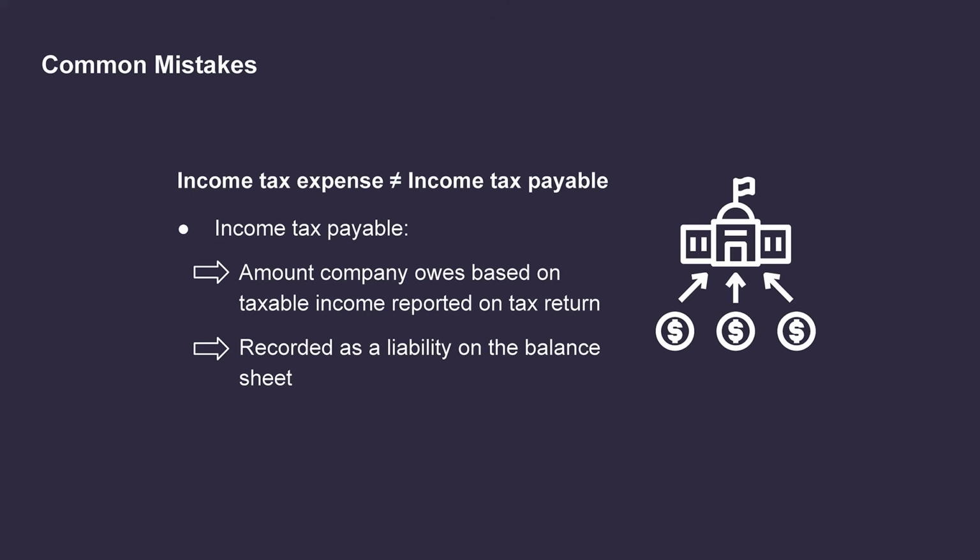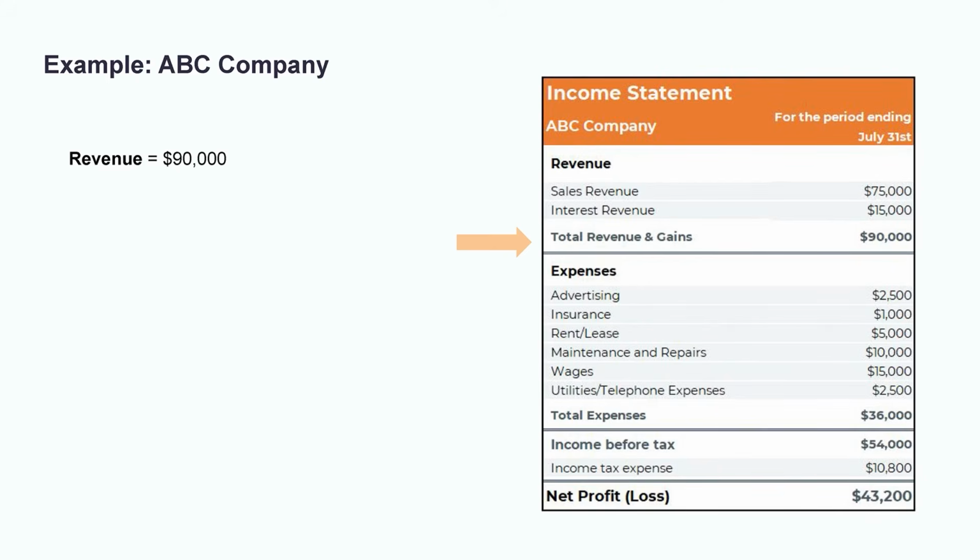Income tax payable, on the other hand, is the amount that the organization actually owes to the government based on taxable income reported on the company's tax return. This amount is not listed on the income statement, but instead shows up as a liability on the company's balance sheet. There can be differences in tax expense and tax payable resulting from some of the permanent and temporary differences that we discussed. Let's look at an example of ABC Company's income statement for the month of July.